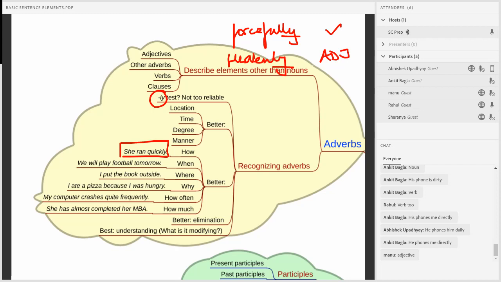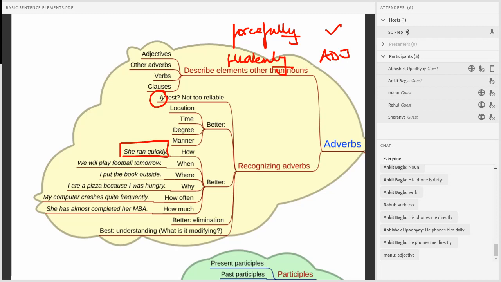Second one. This one goes to Abhishek. Abhishek, what is the adverb in the next sentence? So tomorrow. Very good. Why? So it tells the time when we will play football. Excellent. Yes, that is how we think about it.